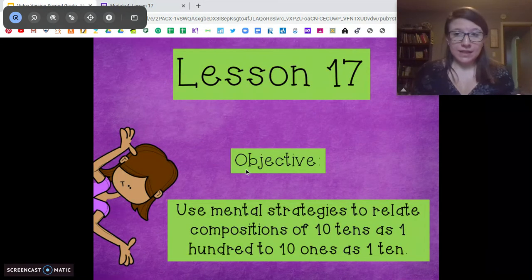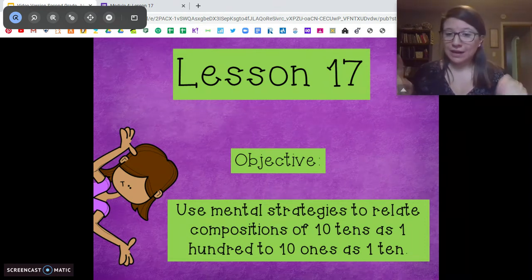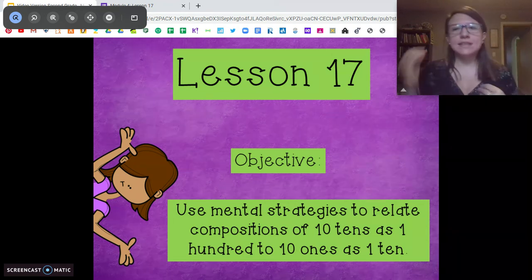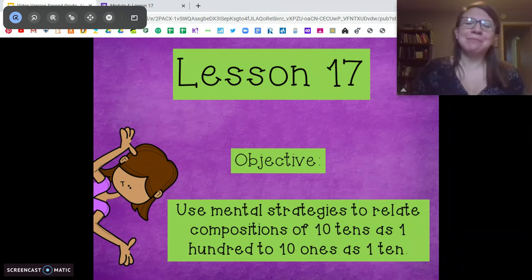So our objective today is to use mental strategies to relate 10 tens to 100 and 10 ones to 110. So we're going to talk about how 10 tens and 10 ones and 100 and 110 are related. Okay, you'll see what I mean.